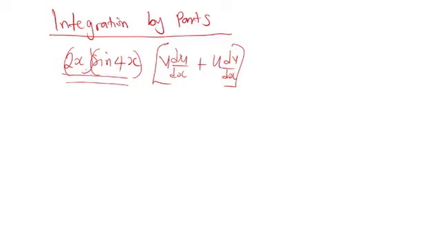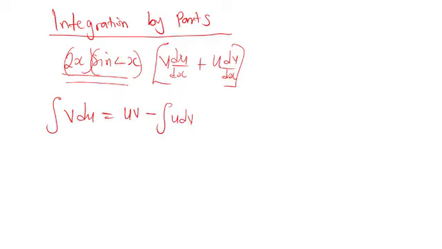Now we do the integral separately. That is why it is called integration by parts. You separate it, perform the integral, then come back to get your answer. And when it comes to integration by parts, there is a special rule that goes this way: the integral of v du is equal to uv minus the integral of u dv. That is how it is done.